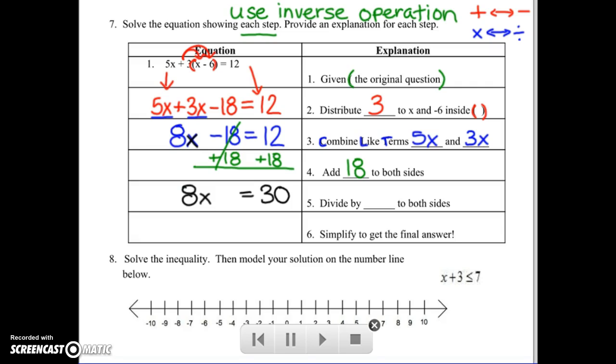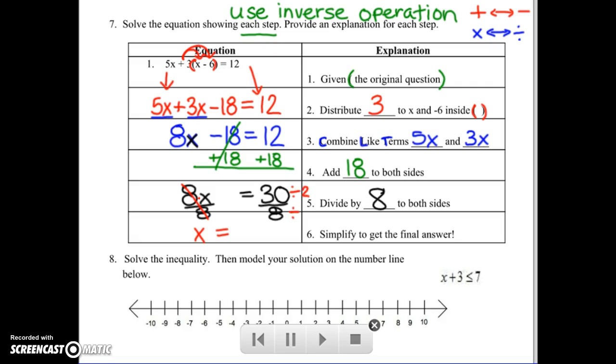My next step is to get rid of the 8. Since there's multiplication between any number and variable, I'll have to use division. That's the inverse. I divide both sides by the same number to keep them equal. That's the property of equality. Anything I do to the left side of the equation, I must also do to the right side.